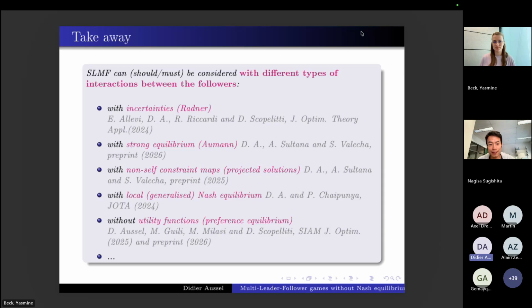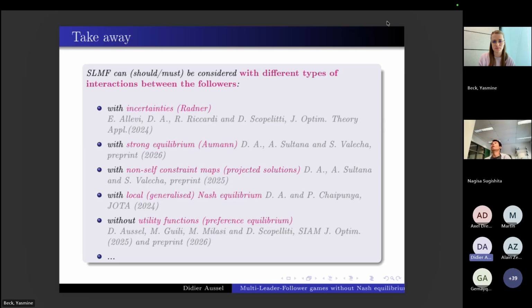Okay, takeaway. Let's go to the takeaway. So what is the takeaway in this talk? The idea was that in single-leader multi-follower games, you can, or you should, or you must consider different types of interaction between the followers. That can be uncertainties, so the Radner. That can be the strong equilibrium coming from Aumann. That can be, and I didn't discuss this, the non-cooperative constraint map, which is extremely useful for electricity markets. That can be also local Nash equilibrium instead of global, because global is really too much. Or that can even be the fact that you don't have a utility function, you just have preferences.